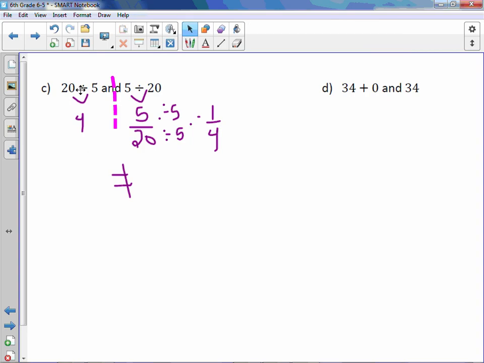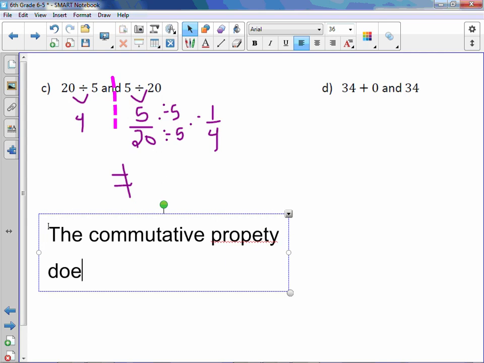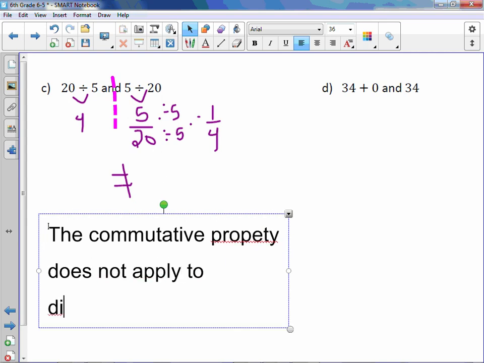Now what I see here is them trying to show the commutative property where the order changes. So the reason it doesn't work is that the commutative property does not apply to division.